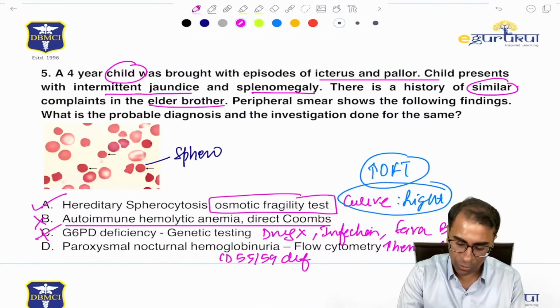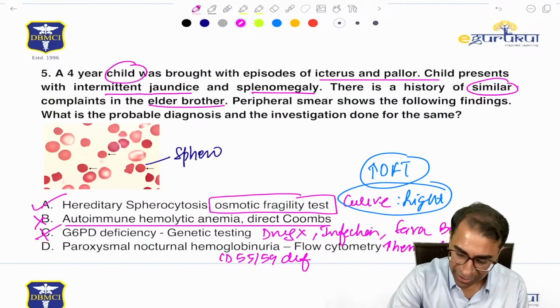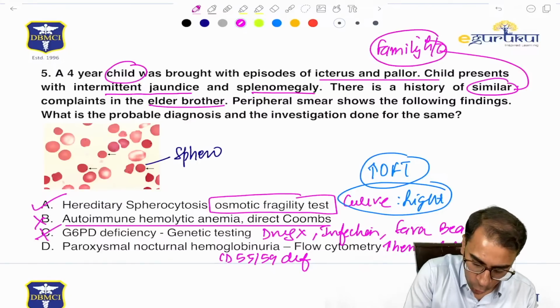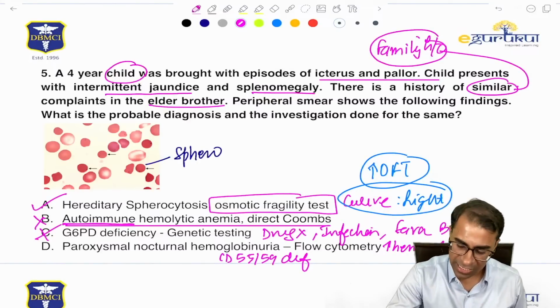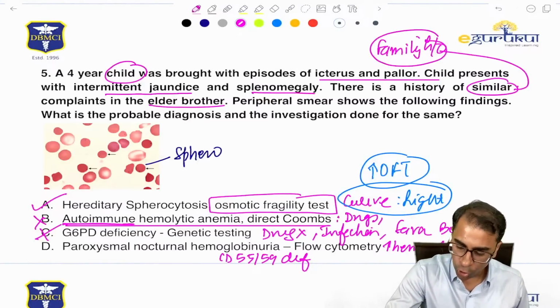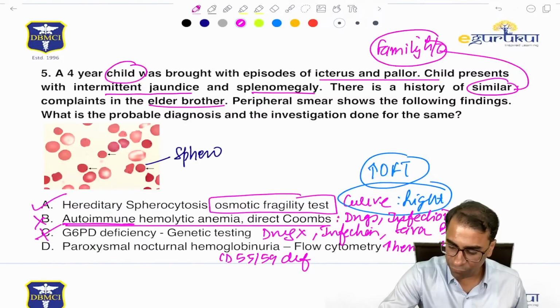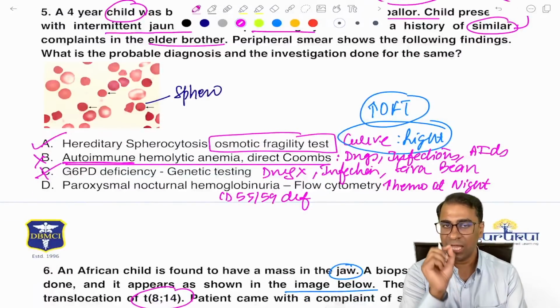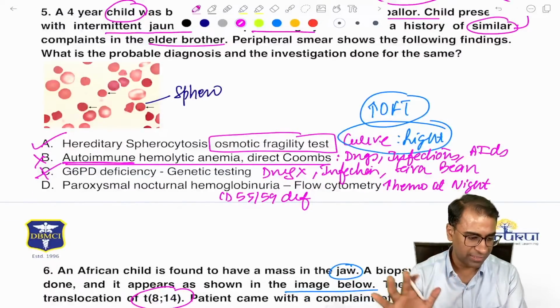It is not B because this is a hereditary history, a family history. Whenever you get a case of autoimmune hemolytic anemia, you'll get a history of drugs, or a history of infections, or a history of any autoimmune disease like SLE, RA. That kind of history should be there, and hence it is not B also. I think I made it clear.